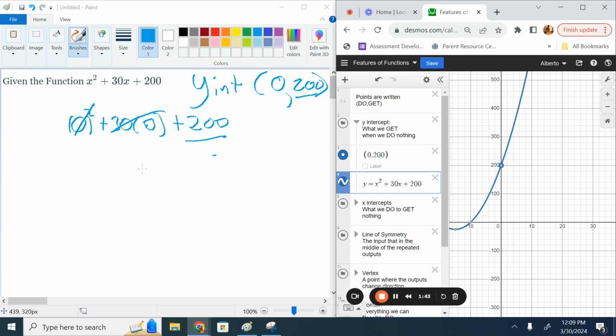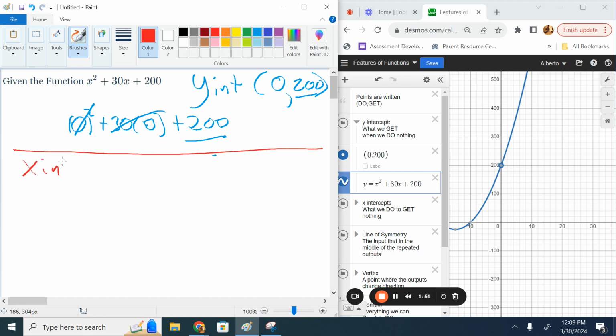Okay, so next thing we're going to look for are our x-intercepts. x-intercepts are always in the form of I do something to get 0. This idea of getting 0 is really important because the easiest way to get 0 is by multiplying by 0, and so we use this thing called the zero product property. If I can find factors of my function, I can make one of the factors equal to 0, and I know that that will give me an output of 0. So that's why we factor this.